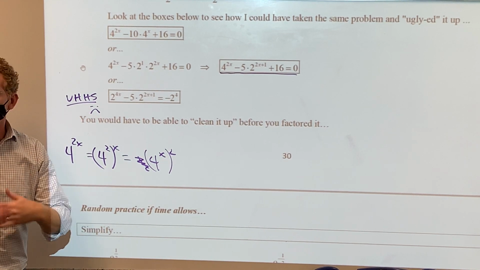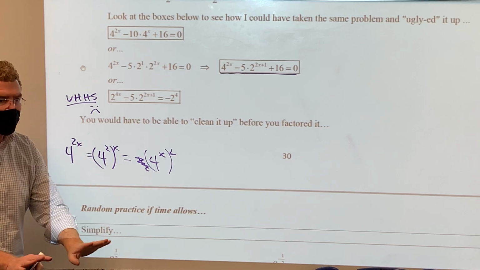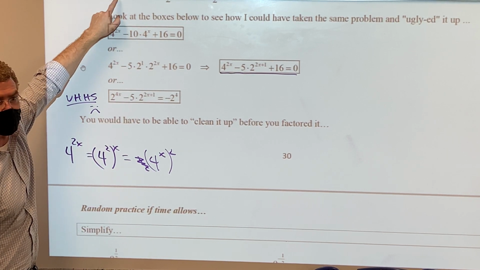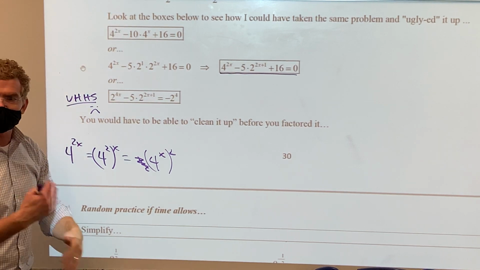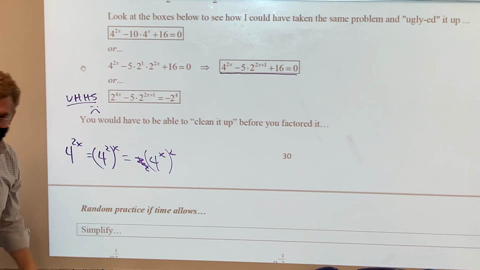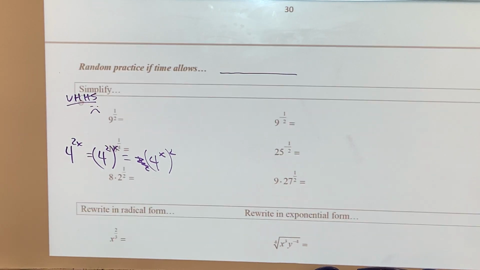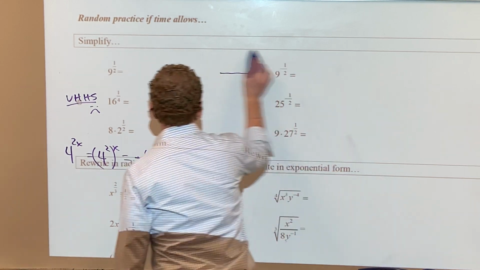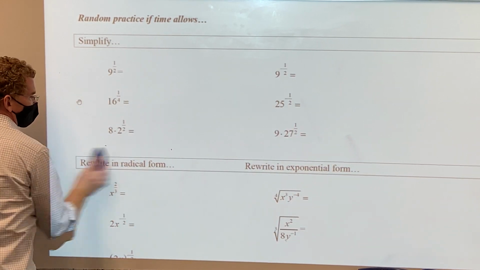And the more practice we do with these, the better you're going to get. For now, I'm going to take it easy on you, and well, kind of easy, I guess, and give you problems like we initially saw until you start getting more comfortable with them. All right? Okay, random practice until the bell rings. 9 to the 1/2, what would you do? 9 to the root. Do what?